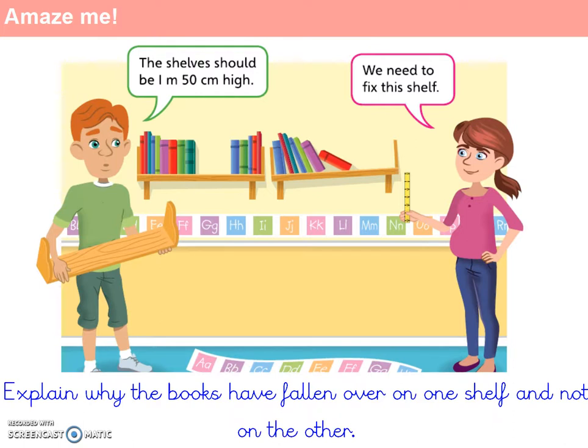For question 1a, we're asked, explain why the books have fallen over on one shelf and not on the other. Take a really careful look at those shelves and think about what is the same about them, and then see whether you can spot anything that's different. Then think to yourself, why do we normally design shelves in a certain way? These two sets of questions will help you answer and explain really concisely, nice and quickly, what is wrong with one of the shelves and what isn't with the other.